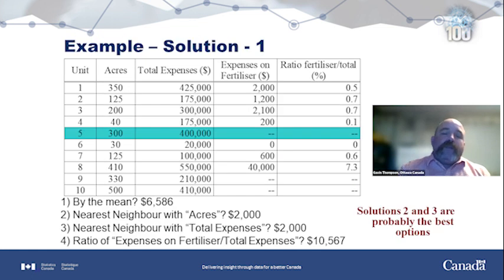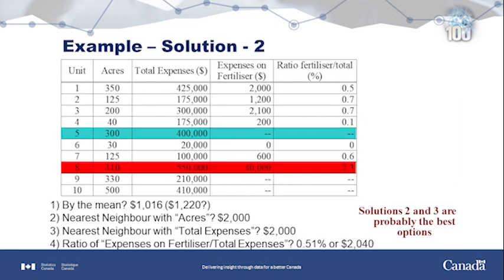So by these 4 different methods, we see that by the average, by the mean, it's 6,586. By nearest neighbor, we get 2,000. And by the ratio of expenses on fertilizer and total expenses, we get 10,567. I'm going to pause here for a second. Does anybody want to mention in the chat what's potentially wrong with this data set? What issues I'm having? Why are the estimates of my imputation coming out with such different values?